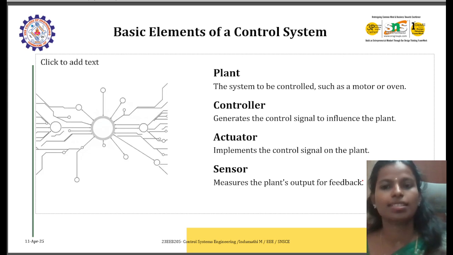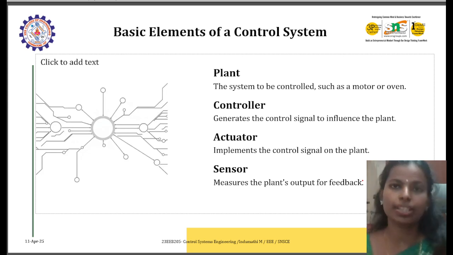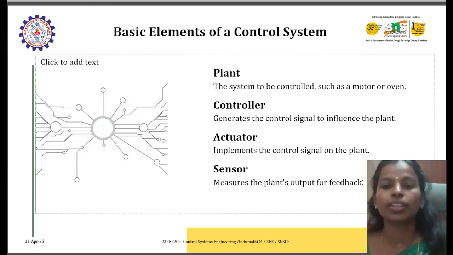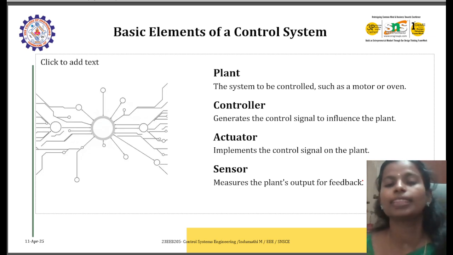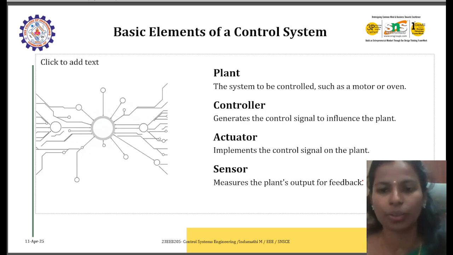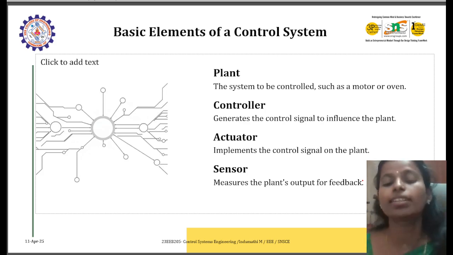The plant is the system which is controlled. It can be a motor or any other basic thing. And the controller controls the whole unit. Then the actuator: it takes some electrical quantity or other quantity and converts it into a physical one, that is, rotational, as input to another one. So that is the actuator.